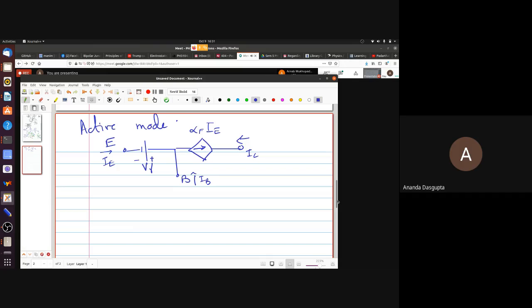Now, however, what does this model really tell you? It essentially tells you something like this. IC is actually minus alpha F IE, because IC is the current going in here, alpha F IE is the current coming in here, and of course the net current coming into this node has to be 0. You know that the voltage between emitter and base has to be, from this model, what does it have to be? To go from the emitter to the base, what do you encounter? What is the voltage drop?